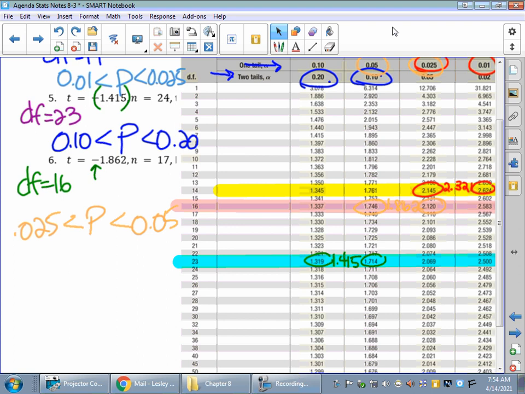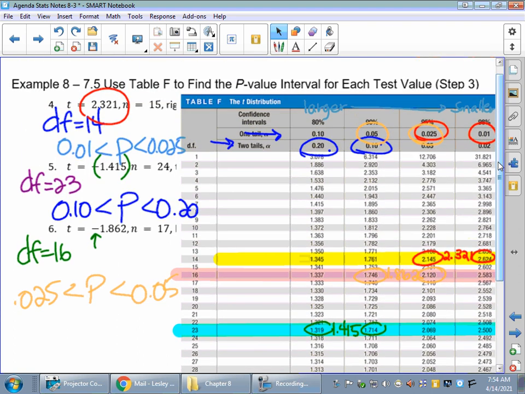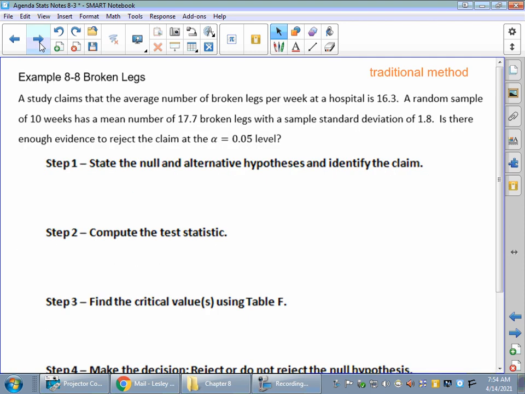So that's where our p-values come from when we go to step 3. So now let's do a traditional method. Let's do a quick test. It won't take us long because you've gotten the procedure.